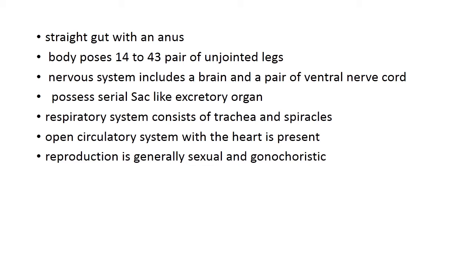Nerve system includes a brain and a pair of ventral nerve cords. Possesses serial sac-like excretory organs. Respiratory system consists of trachea and spiracles. Open circulatory system with heart is present, and reproduction is generally sexual and gonochoristic, where the females are larger than males.